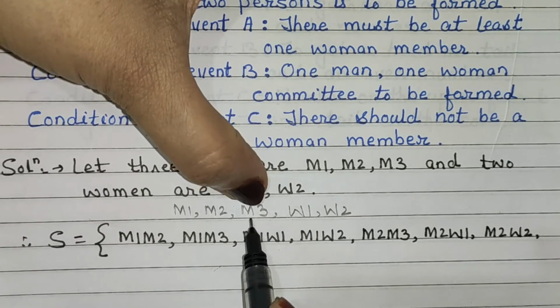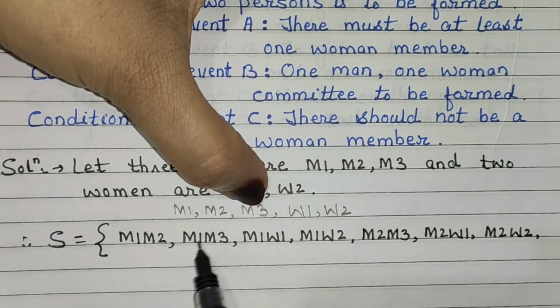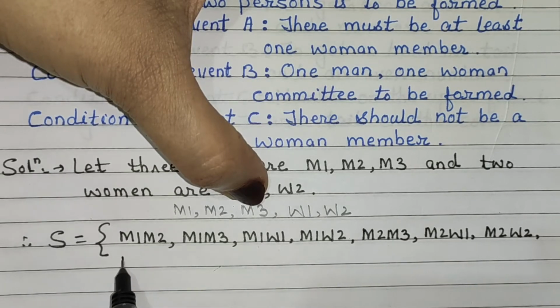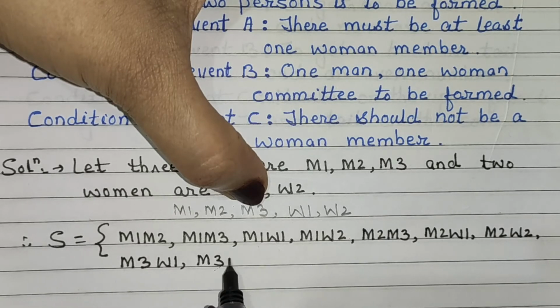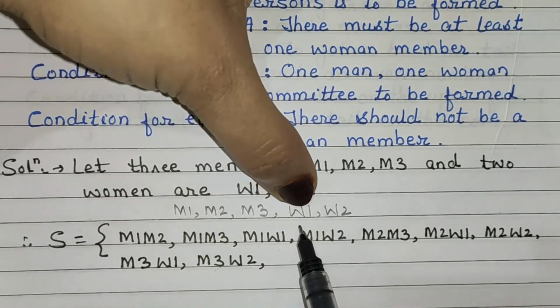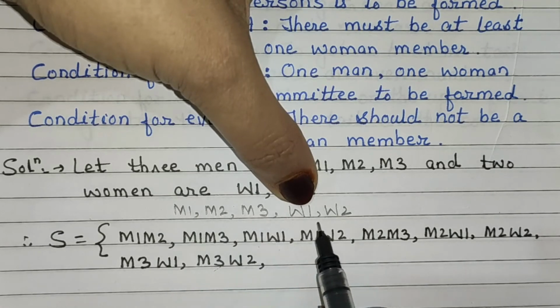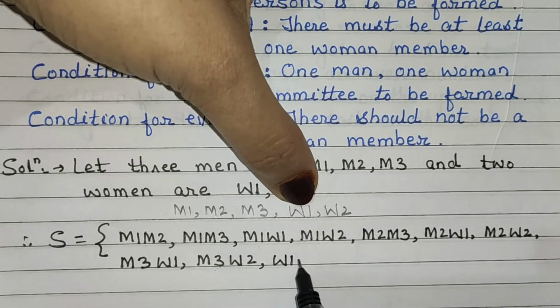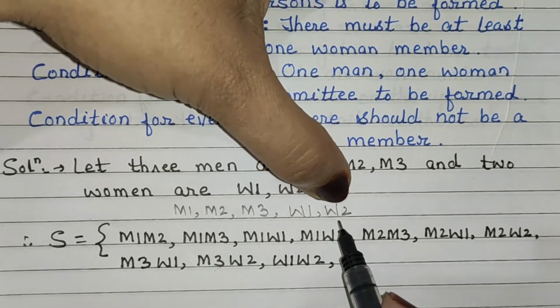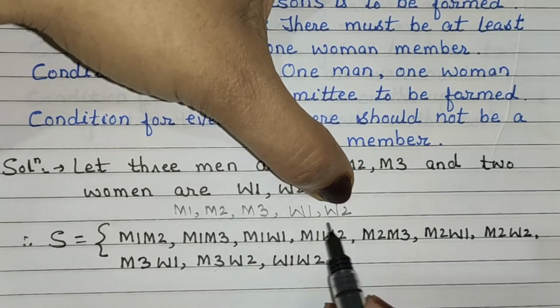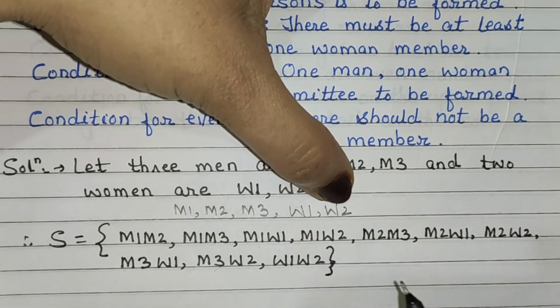Now start from M3. Now M3M1 is already made and M3M2 is already here. Therefore, from the right hand side, M3W1, M3W2. Now next W1. Now W1M1, W1M2, W1M3 are already made. Therefore, next committee is W1W2 and the last one is W2. W2M1, W2M2, W2M3, W2W1 already made.